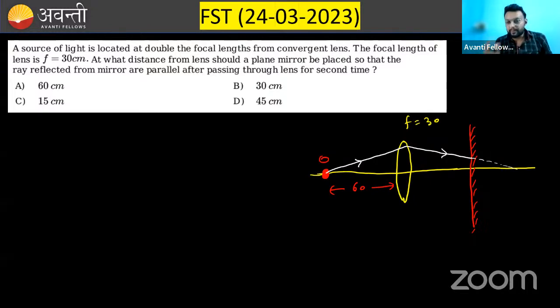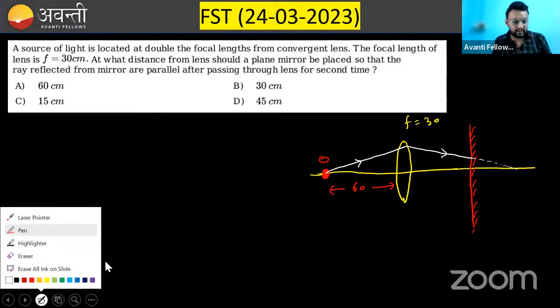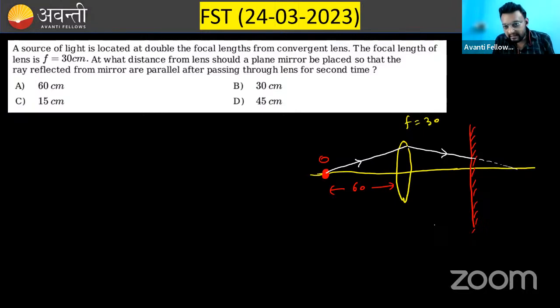Now, let me clear one thing for you. Let's draw another line. What if I say that the rays are converged before the mirror? If the rays were converged before the mirror, then there is no need of the mirror. So that's why I have assumed that the mirror is placed before the rays converge completely. Someone may ask why you place the mirror in the path of the ray. So one thing is clear.